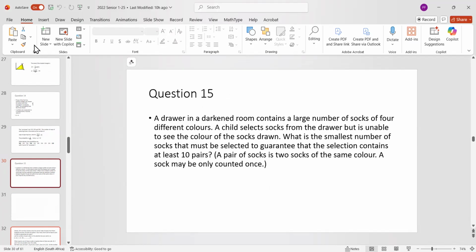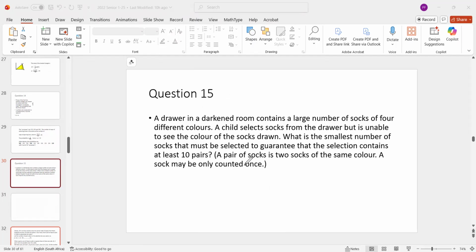This paper has got 25 questions. All the second round papers have got 25 questions. Okay, now question 15. This becomes a little bit difficult now, right? Finished with the relatively easy questions.